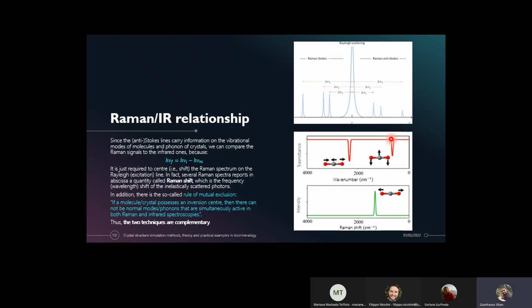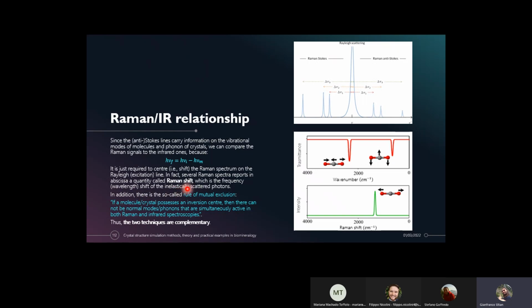So I introduced it before. Here you have the relationship between Raman and infrared. If your system has an inversion center, you have the so-called rule of mutual exclusion, which says that if a molecule or crystal possesses an inversion center, then there cannot be normal modes, phonons, that are simultaneously active in both Raman and infrared spectroscopy.